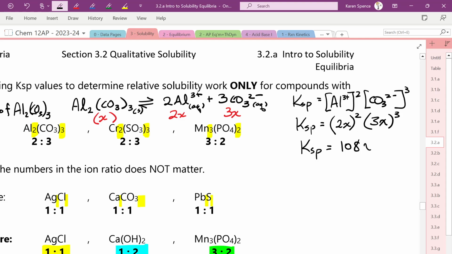So 108x to the what? X to the 5. Is it worth memorizing that one? I don't think so. I don't think you're going to come across it that often, and it's easy enough just to throw the 2x squared in and the 3x cubed and figure out what the number is. Does that make sense?